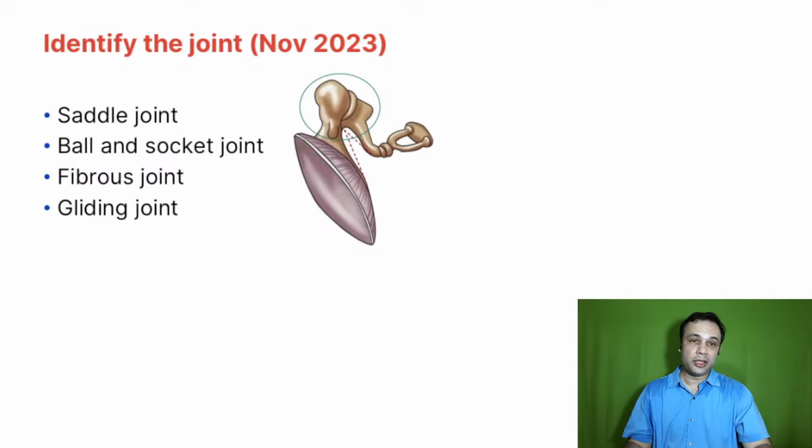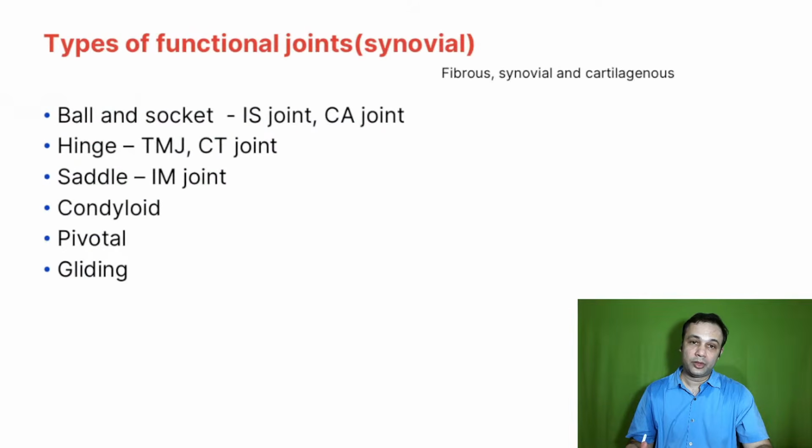So recent question that has been asked, identify the joint, right? So what is the answer here? Saddle, ball and socket, fibrous, gliding, which one? Give away the answer. Okay, so let me give away the answer.